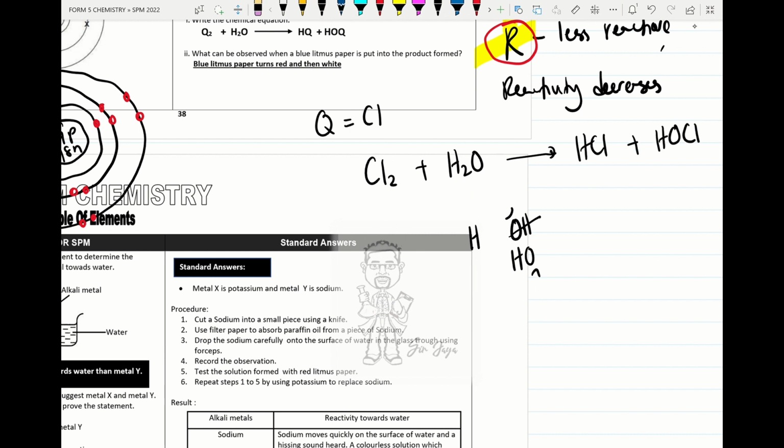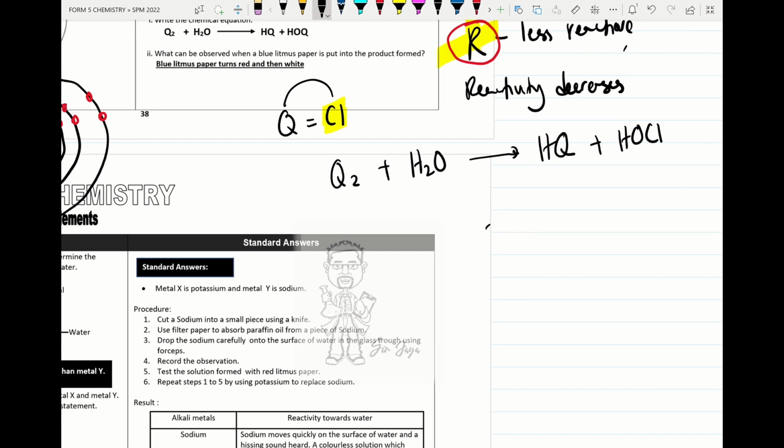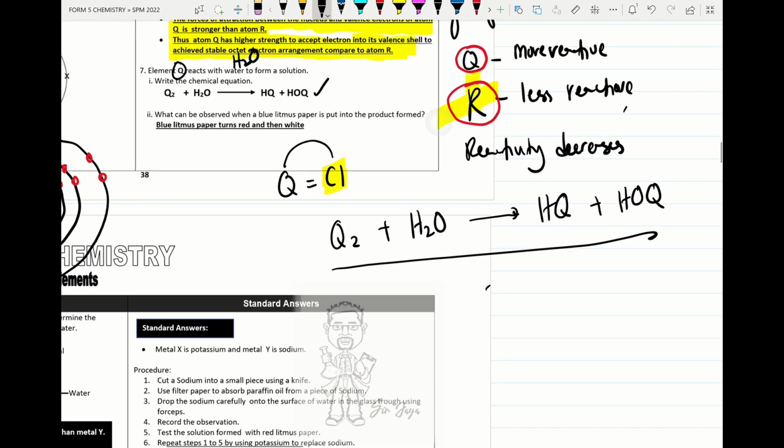So we erase everything. Now we try to replace the chlorine with Q. I erase all the chlorine and put Q. So this is the answer, and this is the answer given.